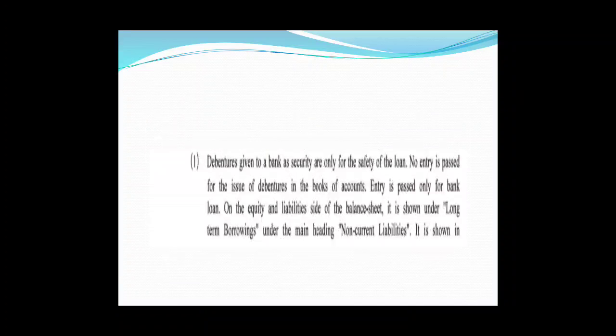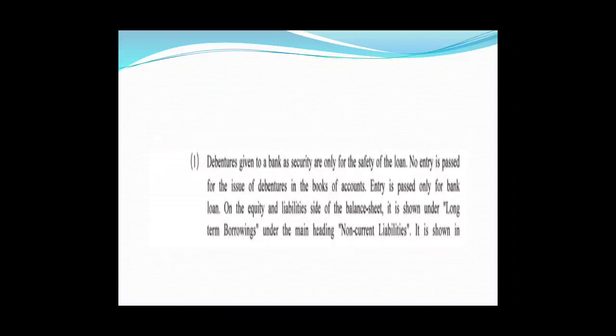There are two types of treatment. First, when no entry is passed for debentures. Debentures given to the bank as a security are only for the safety of the loan. No entry is passed for the issue of debentures in the books of account. Entry is passed only for the bank loan, and that entry will be bank account debit to bank loan account.